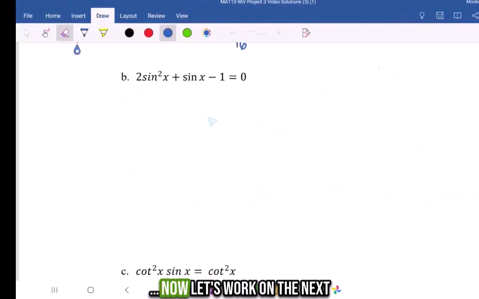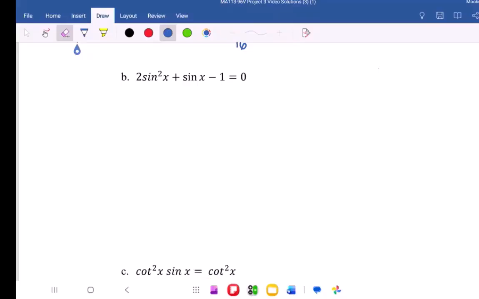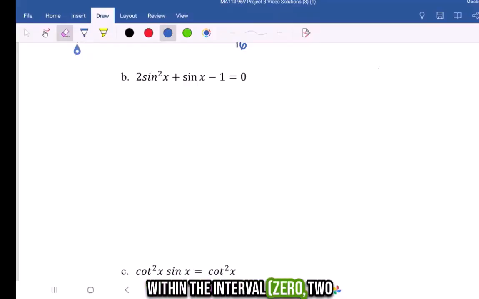All right, now let's work on the next trigonometric equation given to us in part B. It's 2 times sine squared x plus sine x minus 1 equal to 0. And we have to find the solutions within the interval 0, 2 pi. Now, as you can tell by looking at the equation, this is a quadratic equation. It's an expression in quadratic form.